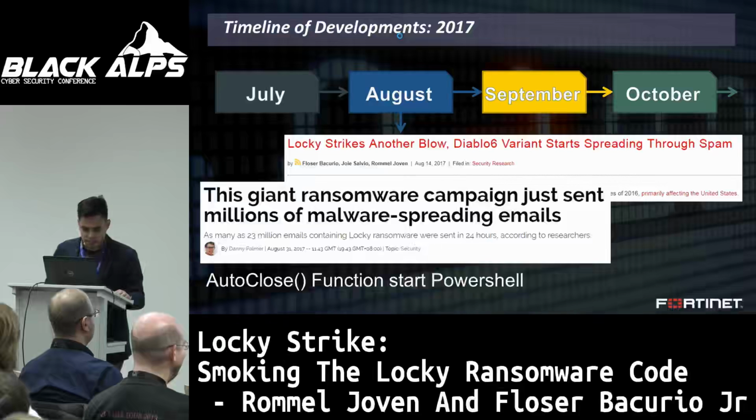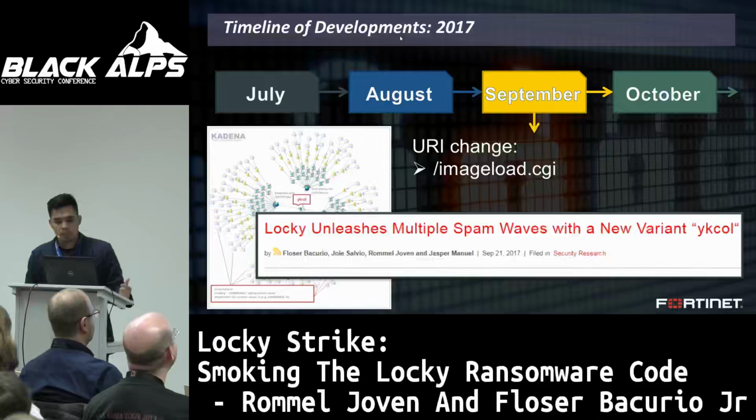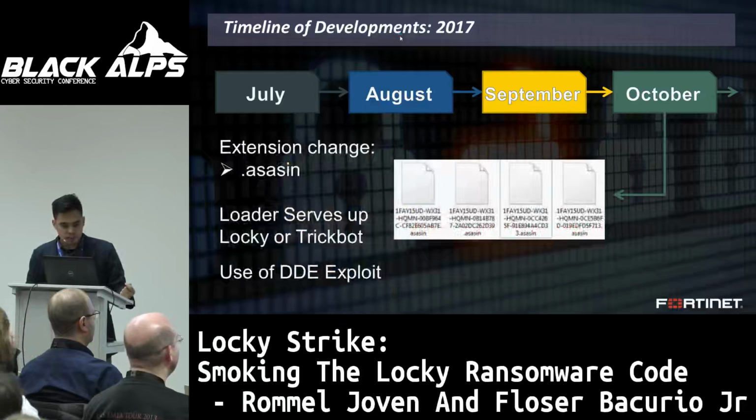Okay, next, September. The spam campaign continues with a new variant, which is .ykcol, or just inverted Locky. And then October came, last month. Again, a new extension, which is .asasin. Interesting also is the loader, which now serves two malware.